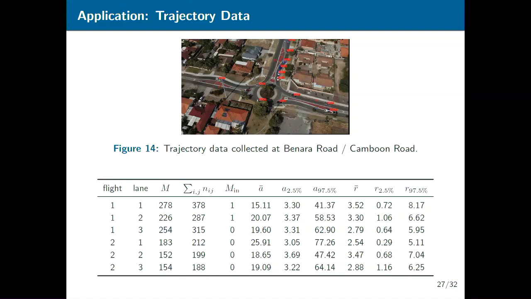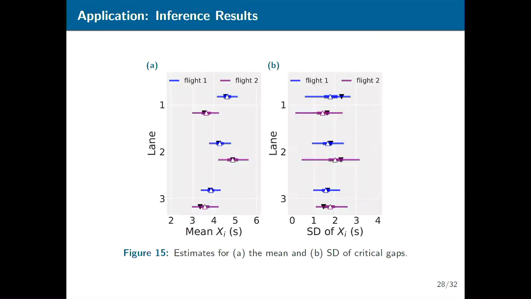So hopefully this table gives you a bit of an idea of what the gap acceptance data looks like. And the estimates are summarized here. So what you're seeing is a bunch of posteriors for the mean and standard deviation of critical gaps for each lane and for each flight. The thinner line here is the 95% HDI. The thicker line, which is a bit hard to see for some of them, is the posterior quartiles, so it's the middle 50% posterior mass. The normal triangle is the posterior median, and the filled upside-down triangle is the MLE.